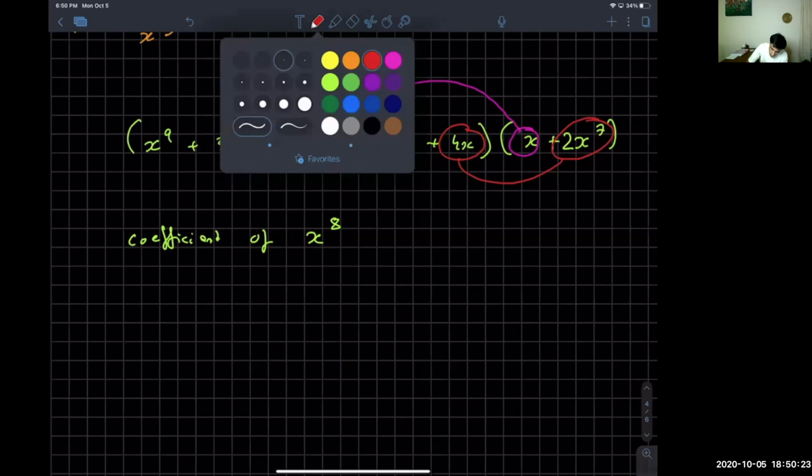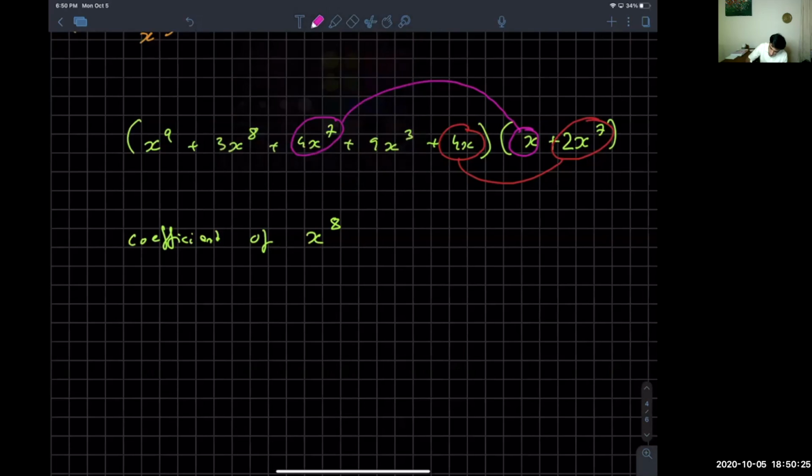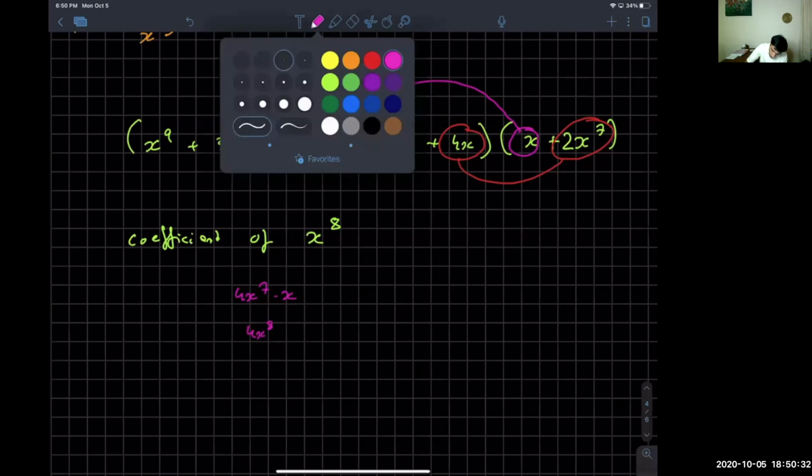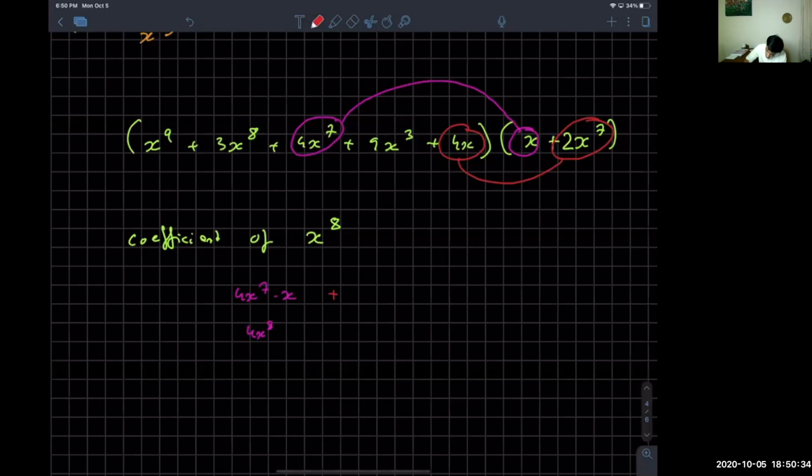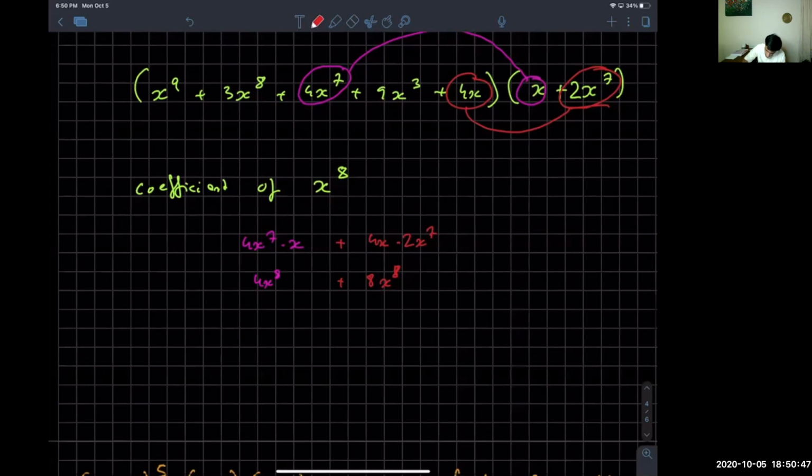So let's do that out then. So the pink route is 4x to the power 7 times x, which becomes 4x to the power 8. And the red route is 4x times 2x to the power 7. So this becomes 8x to the power 8, right? So the answer is 8 plus 4 is equal to 12. That's the answer. The answer is 12. So these are the only 2 ways to do this.